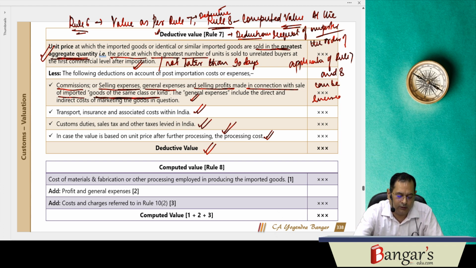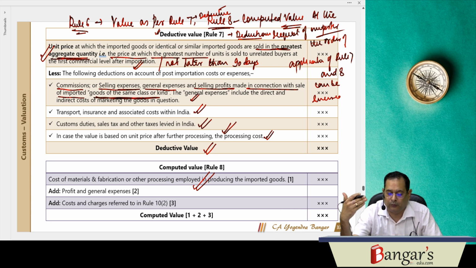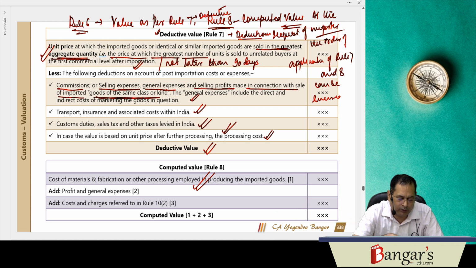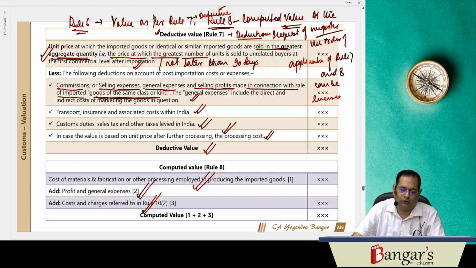Okay. Then computed value. What is computed value? As the name suggests, it is giving you the costing. So it is the cost of material and fabrication and other processing employed in the imported goods. Profit and general expenses and costs and charges referred in rule 10.2 will be added. This will give you the computed value.